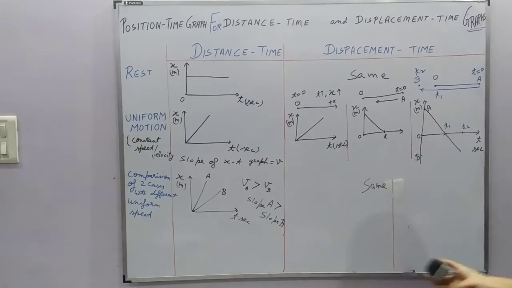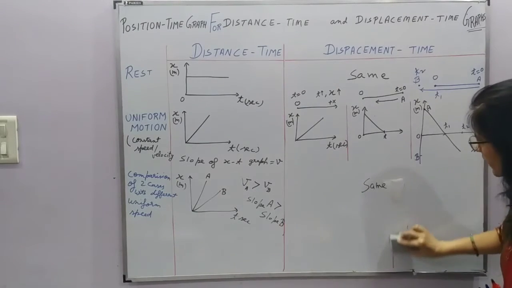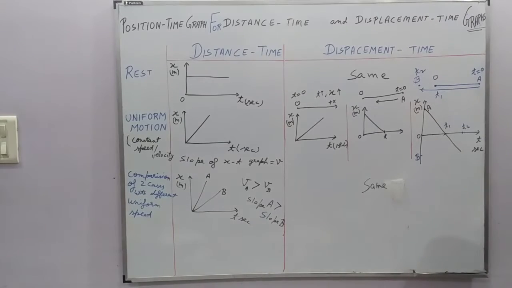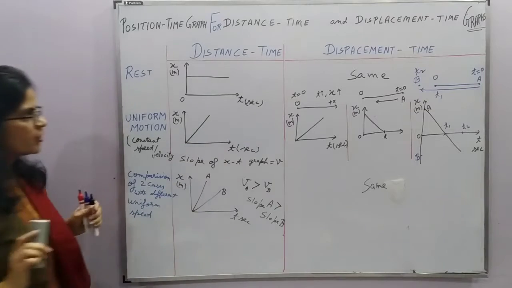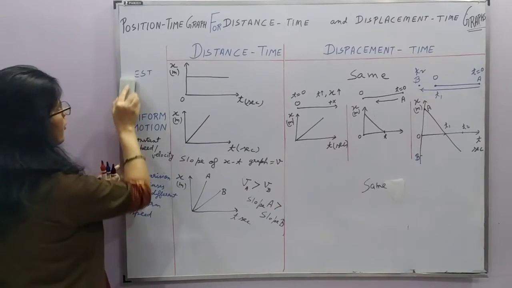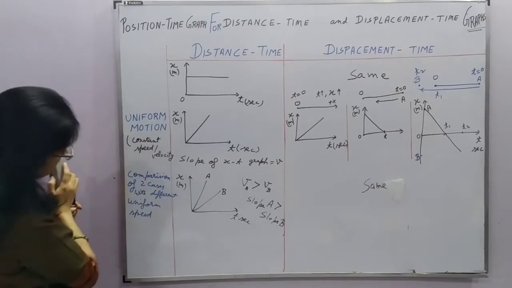So let's consider now the next case. I hope this is clear. This is about the rest and the uniform motion. Now we'll compare the case of non-uniform motion. For non-uniform motion I need to rub this.